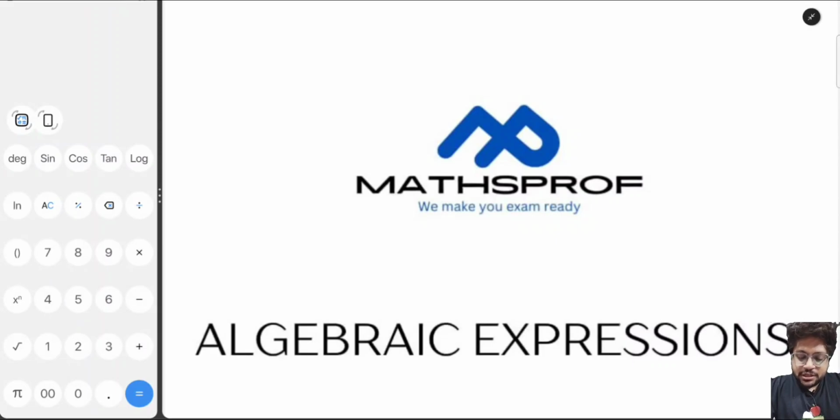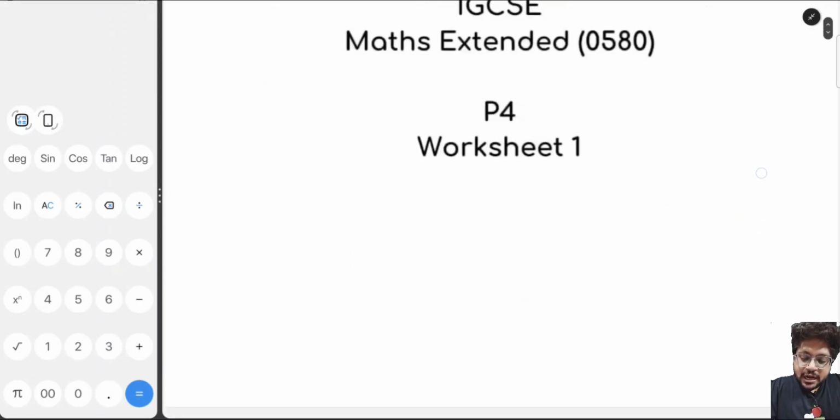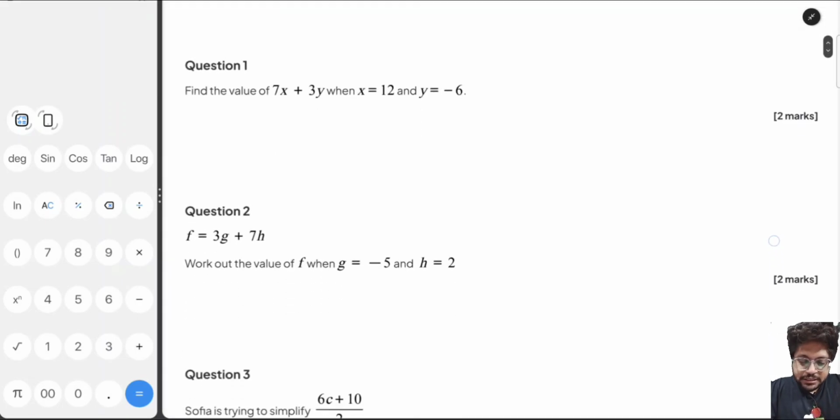So in this session we'll see some paper 4 kind of, or you can say calculator kind of questions based on this topic, algebraic expressions. There is a calculator you can see on the screen on left hand side. So whenever I am calculating something, just focus on the left hand side screen, which is the calculator screen. Okay, let's start. I have collected 3 worksheets here.